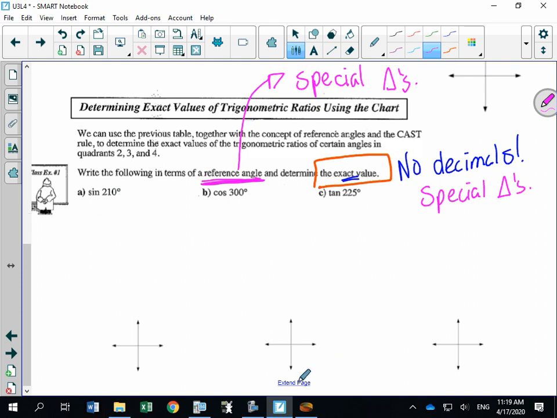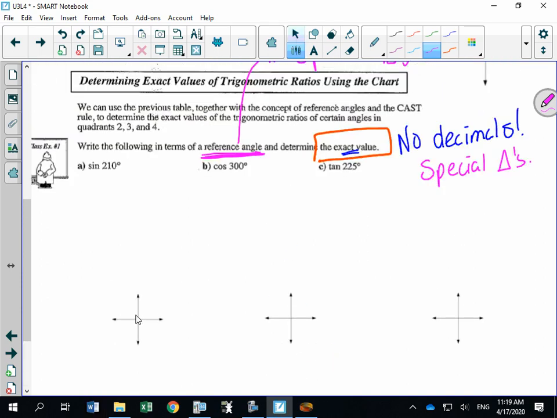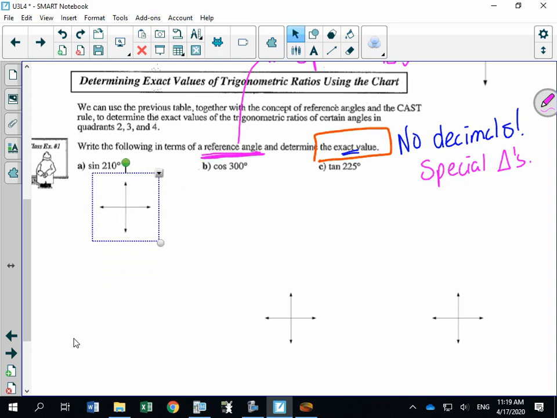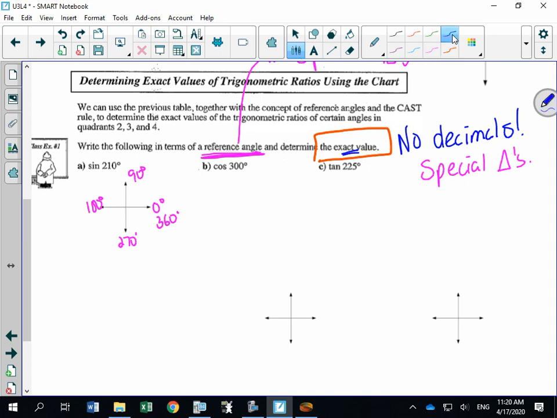Sine of 210 degrees. Let's take our Cartesian plane. Everybody draw yourself a Cartesian plane, and let's put where 210 degrees is. Remember that we go from 0 to 90 to 180, down here is 270, and one complete rotation would be 360 degrees. So 210 degrees would be from 0 to 180 and slightly past 180. That would be 210 degrees. Your first step is you always draw the rotational angle that they give you.